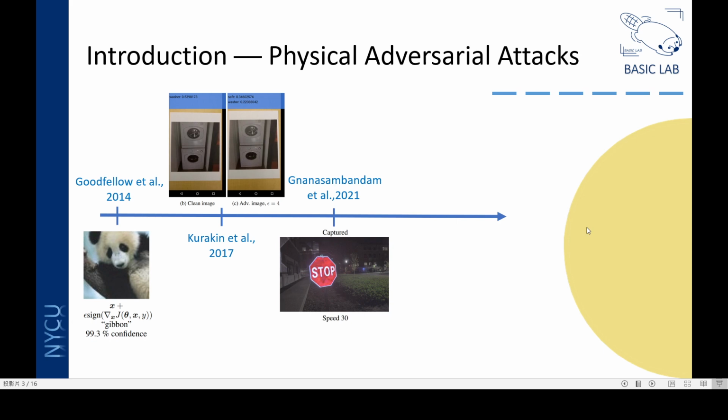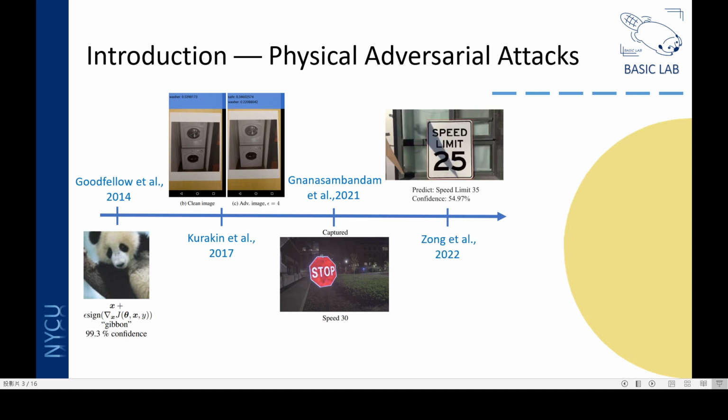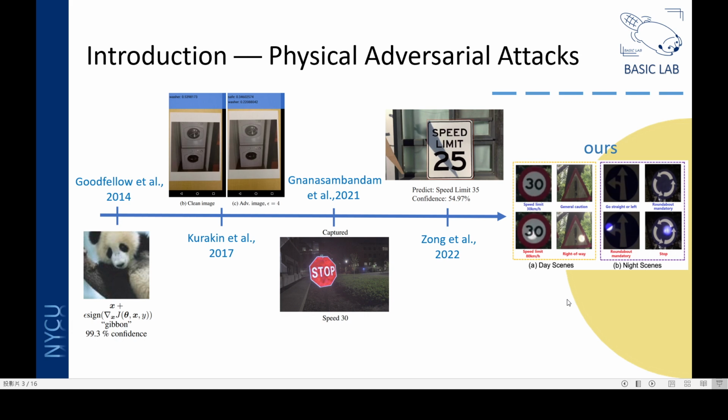In 2021, Gnanasambandam and Benton decided to utilize a projector as the source of physical adversarial attack. In 2022, Song found that shadow can also be the source of adversarial attacks. And in 2023, we found that natural light can also be the source of adversarial attack, and it is also easier to control than all the previous methods.